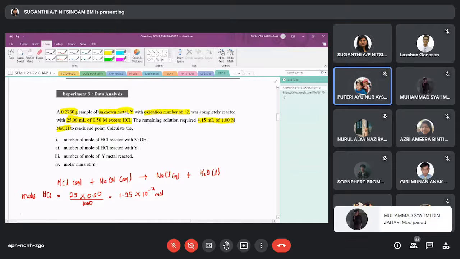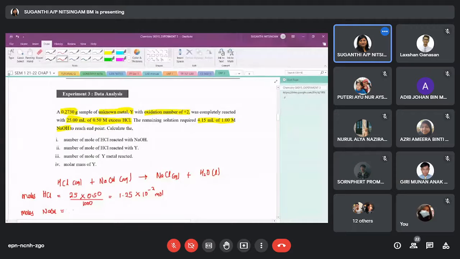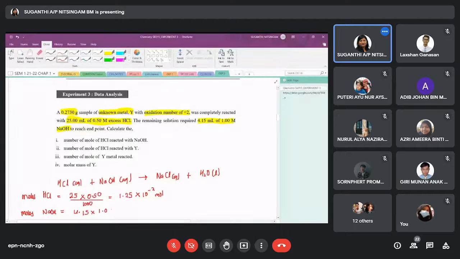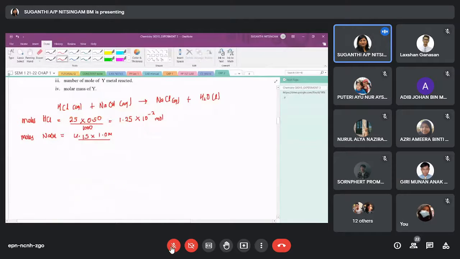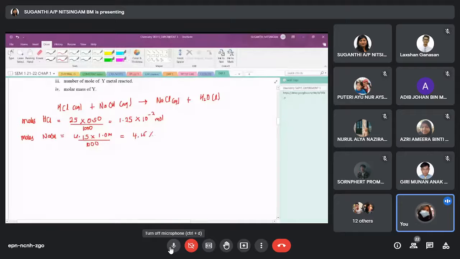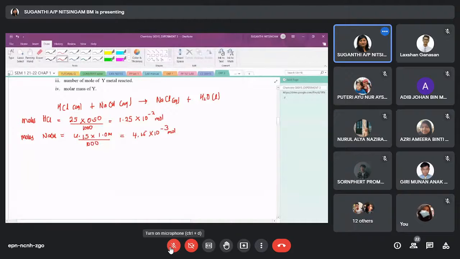Dapat major. Moles of NaOH kamu dapat berapa? 4.15 darab 1 molar divided by, sebab dia dalam ml kena divide by 1000 ya. Divide by 1000. Dapat berapa? Yang mana lebih besar? Negatif 2 ke negatif 3? Negatif 2. This is bigger. So this is small. So this is your limiting reactant.